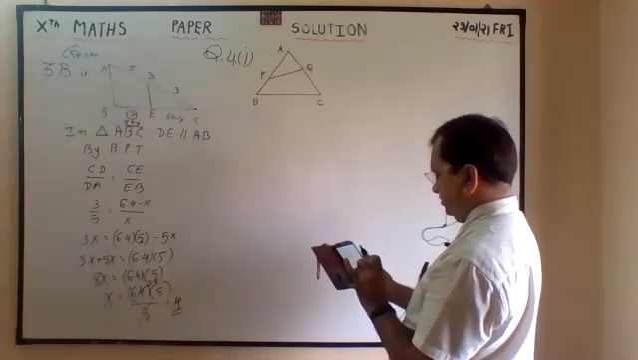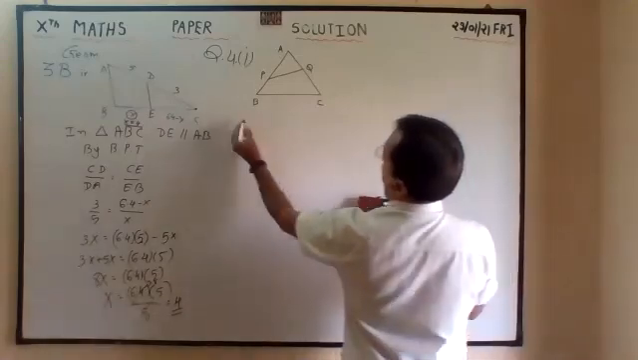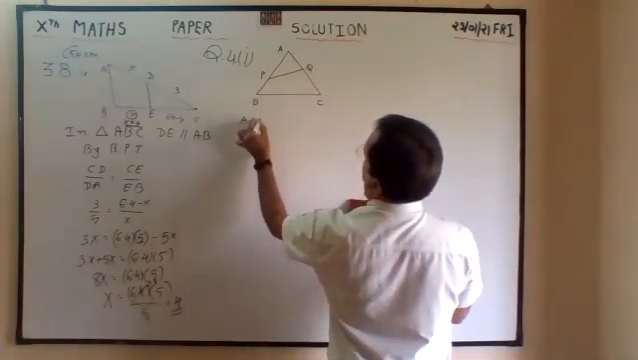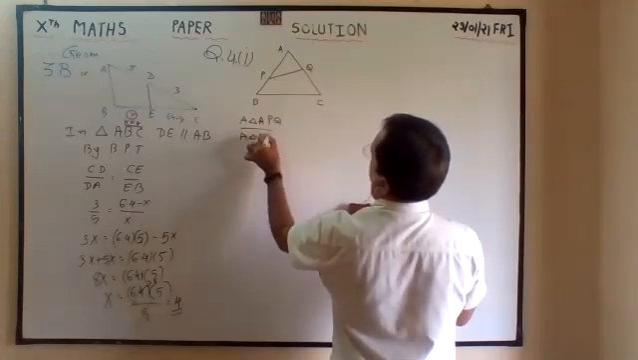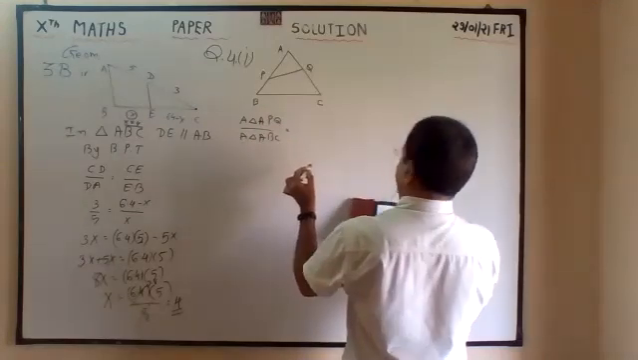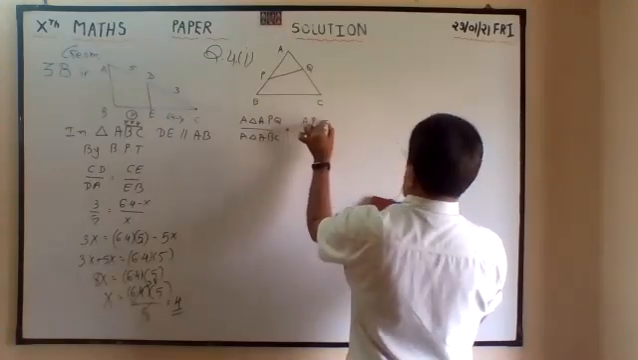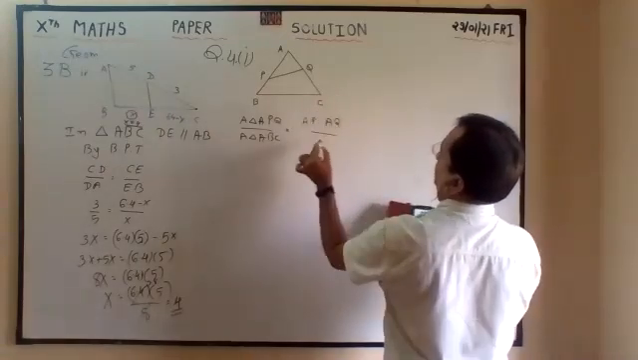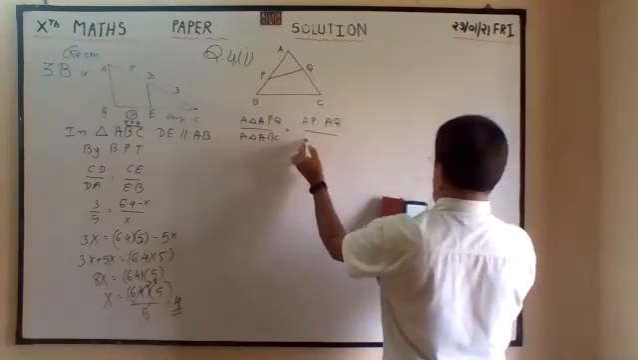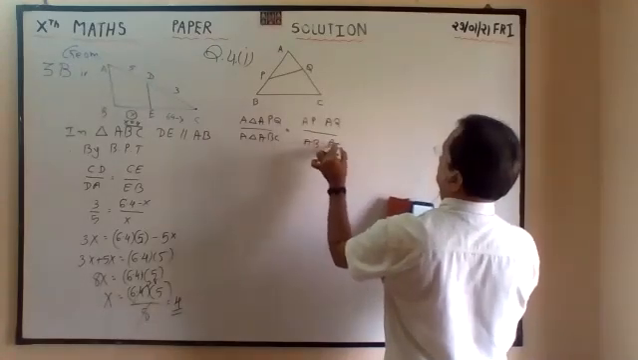APQ, ABC. We have to prove area of triangle APQ divided by area of triangle ABC is equal to AP into AQ, divided by AB into AC.